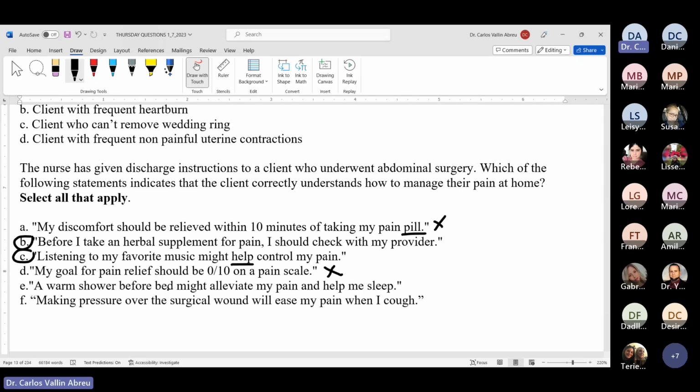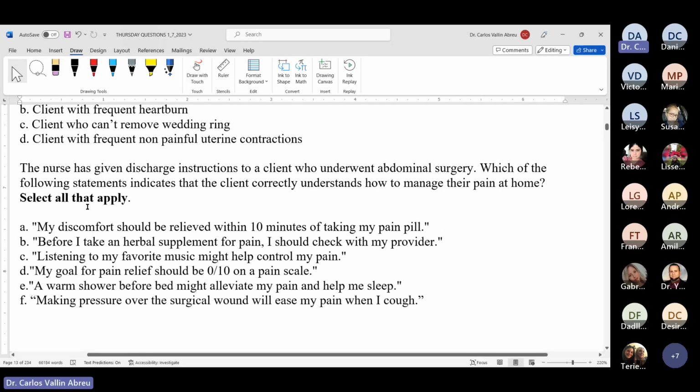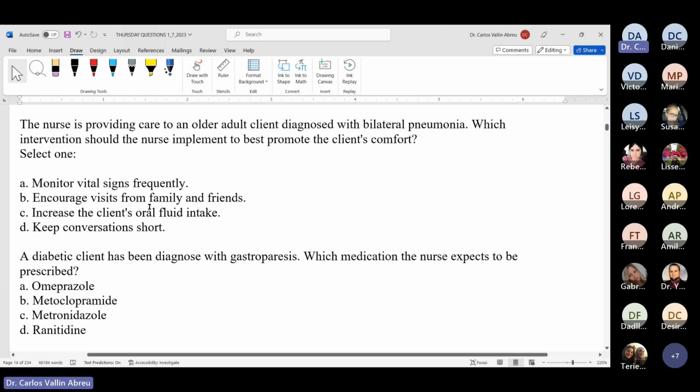A warm shower before bed may alleviate my pain and help me sleep. Yes or not? Yes. Making pressure over the surgical wound will ease my pain when I cough. Yes or not? Yes. How do we call this? Splinting. Splinting can avoid evisceration as well, and also avoid dehiscence and evisceration. Okay. Let's make one page more.